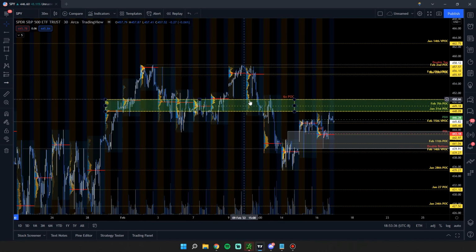But yeah, anywhere where I have a large number of POCs, I just put a rectangle and I label them so I know not to trade in there. My other favorite thing about POCs is they're objective.